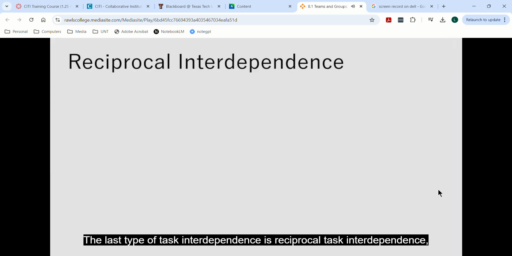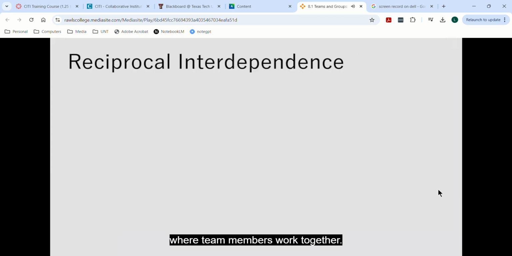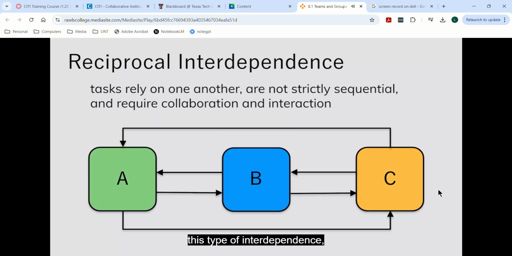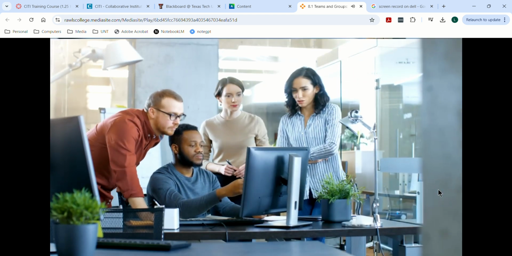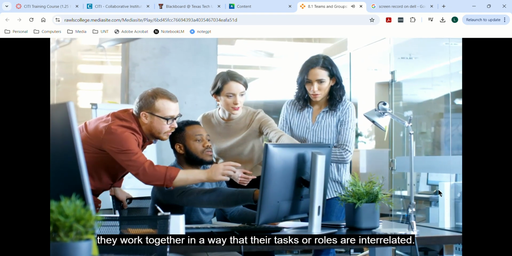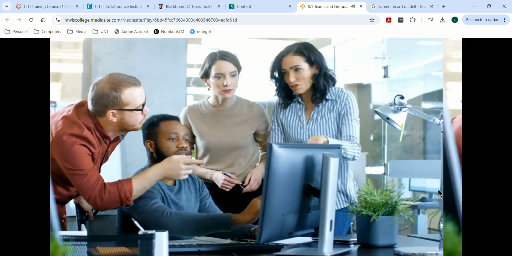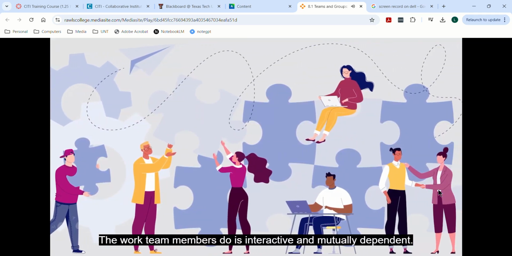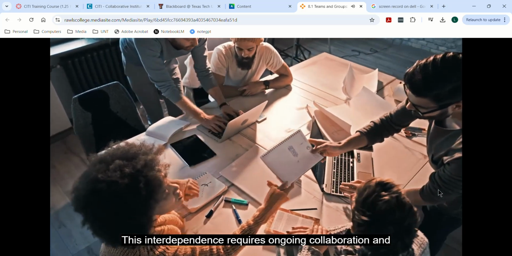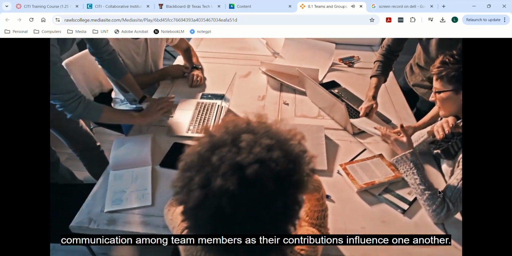The last type of task interdependence is reciprocal task interdependence, where team members work together and rely on each other's contributions. In this type of interdependence, the tasks or responsibilities are not strictly sequential, and team members collaborate as equals, frequently interacting and sharing information and resources. In teams with reciprocal task interdependence, they work together in a way that their tasks or roles are interrelated. The work team members do is interactive and mutually dependent. This interdependence requires ongoing collaboration and communication among team members as their contributions influence one another.